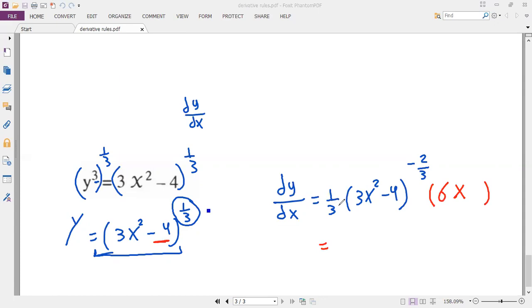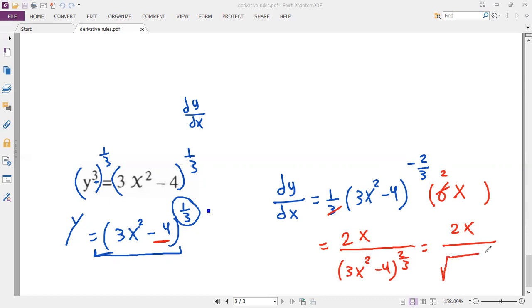We can tidy it up and simplify by 3 and by 3. So that is going to be equal to x, and here we can move it down and write it as 3x squared minus 4, all raised to the power of 2 over 3. That is going to be equal to 2x over 3x squared minus 4 raised to the power of 2 over 3. We can write it as 2x over the cubic root of 3x squared minus 4, all raised to the power of 2. That's it.